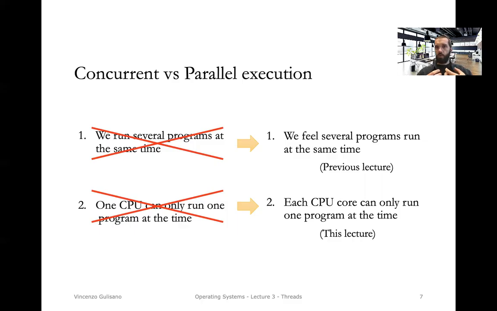If you actually freeze time and you look inside your hardware, your CPU, you can find that two instructions from different processes, or even from the same process, we will see why both things can happen, could potentially be executed physically at the same time. Okay, so the right way to put it is that each CPU core can only run one program at a time, but it's the core, not the entire CPU. This is what we will discuss in this lecture.